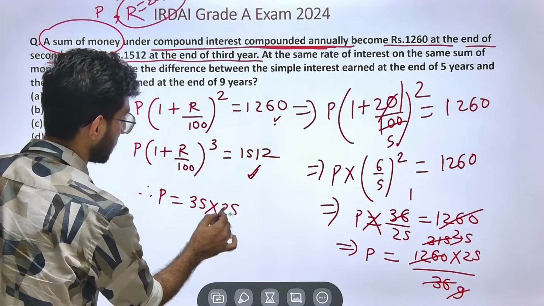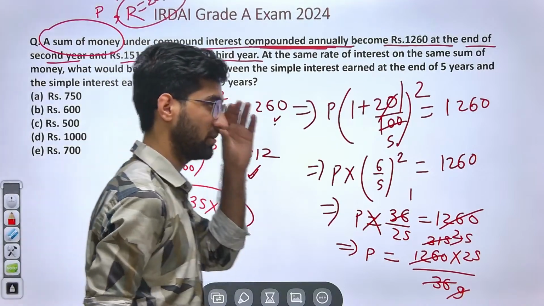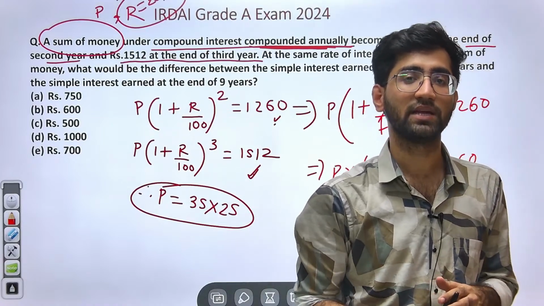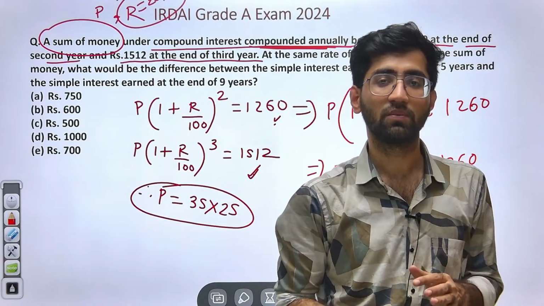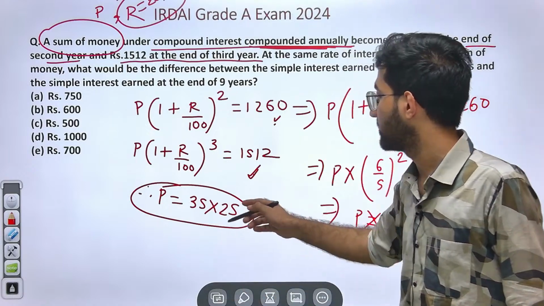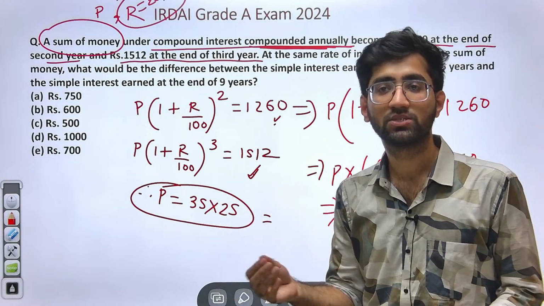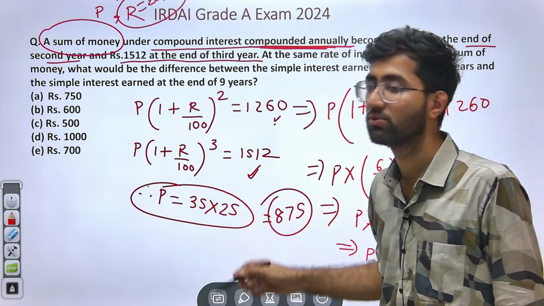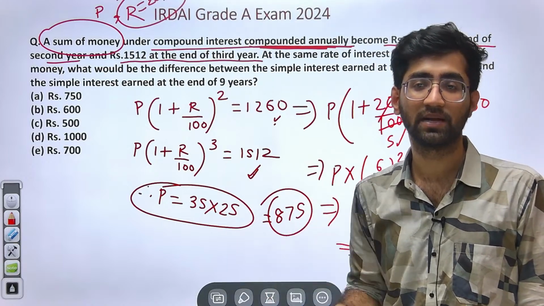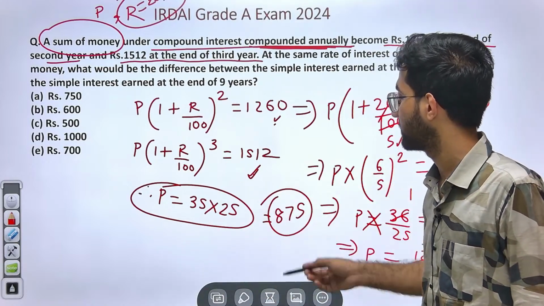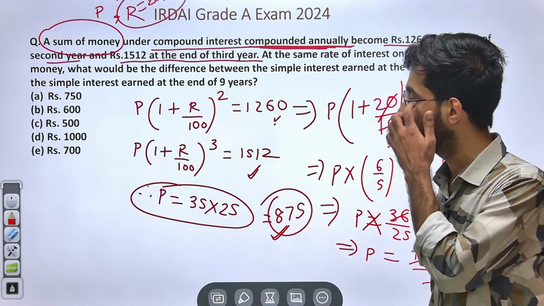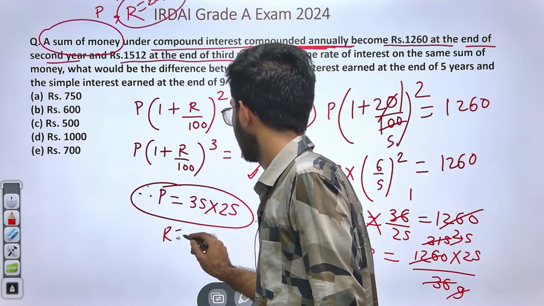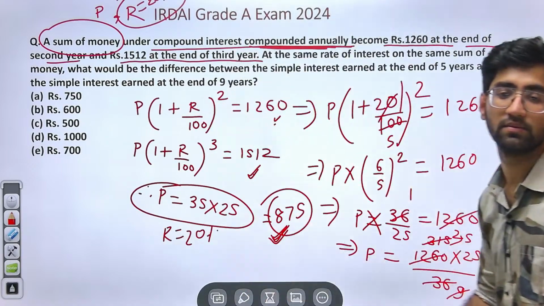35 into 25. 35 into 25 is what? 25 into 25 is 625 and 25 into 10 is 250. So if you solve it correctly, this value will be equal to 625 plus 250. So this is basically equal to 875, or you can think 35 into 20 is 700 and 35 into 5 is 175. So 875. So what is the value of P? The value of P is 875, and we know about the rate of interest, that is 20%.